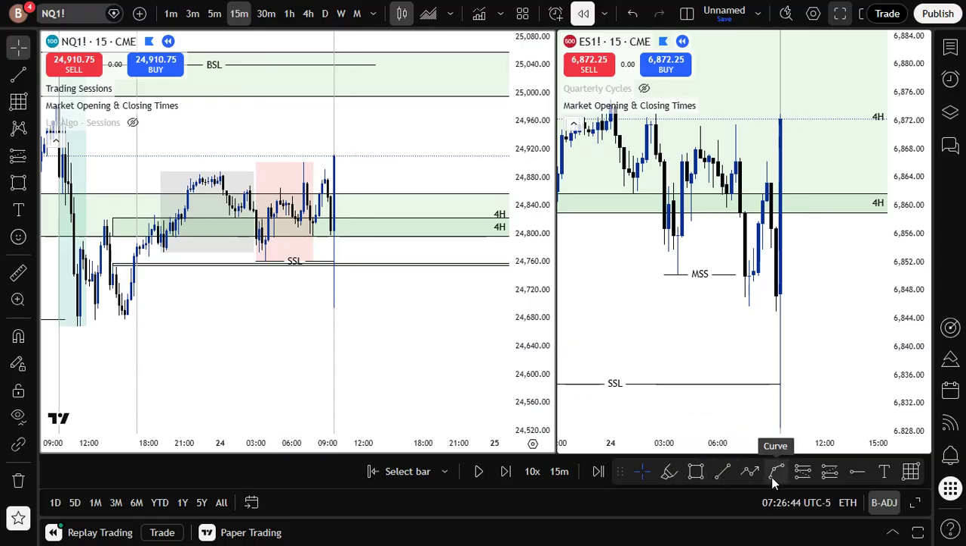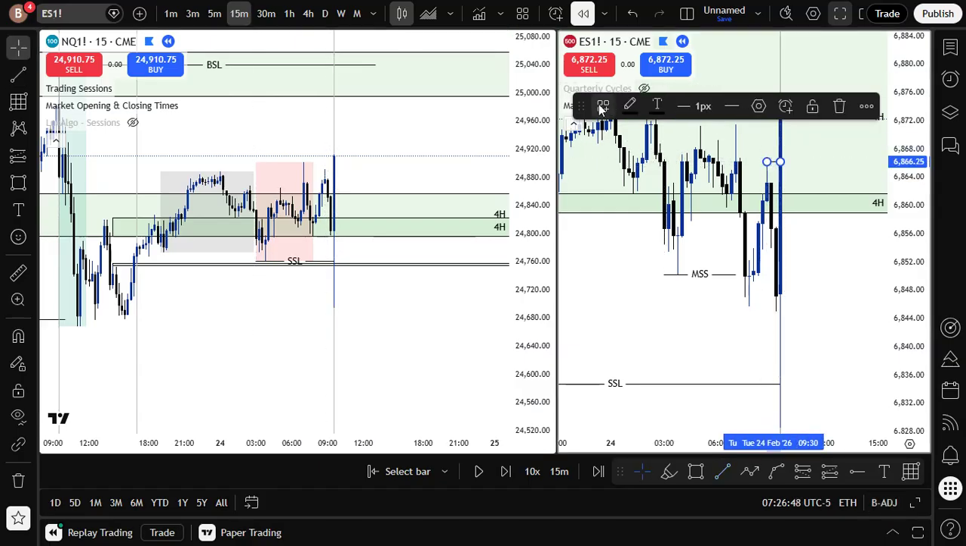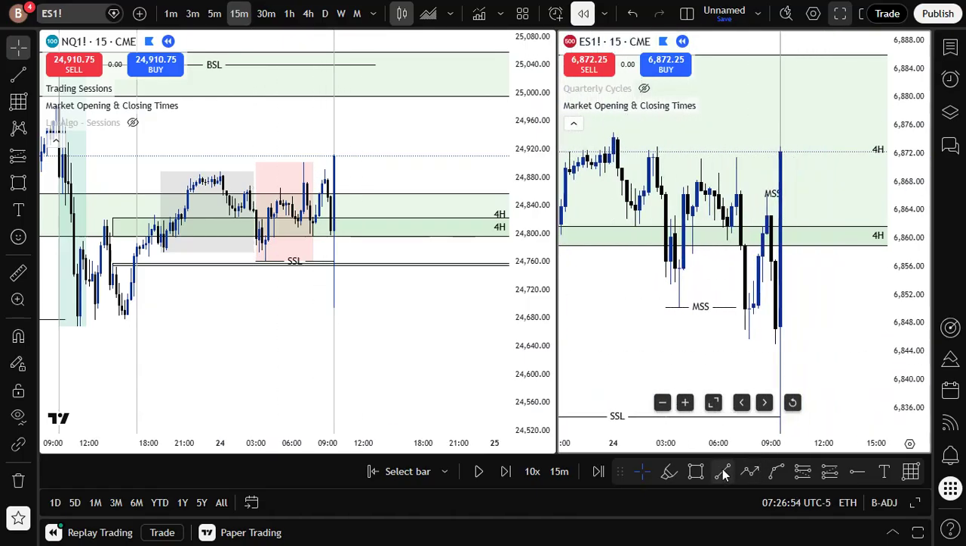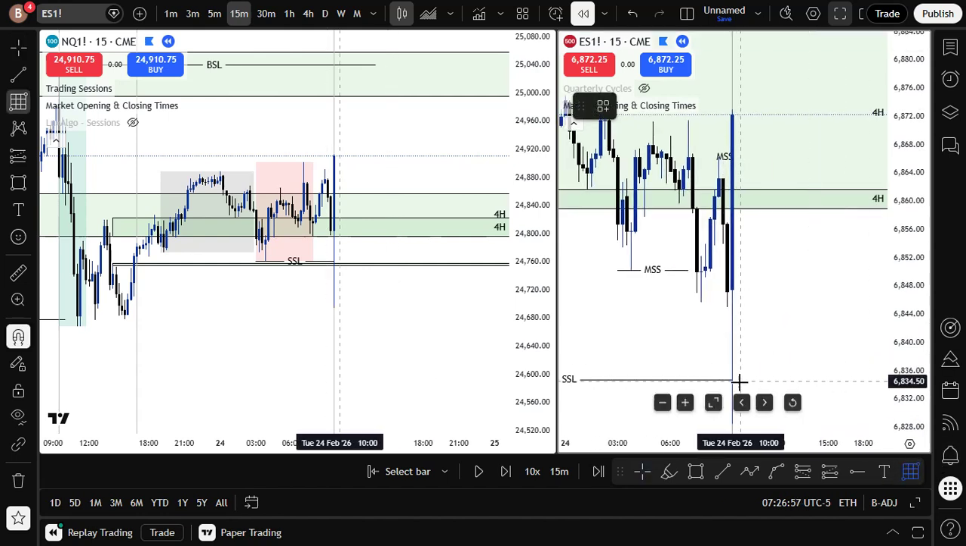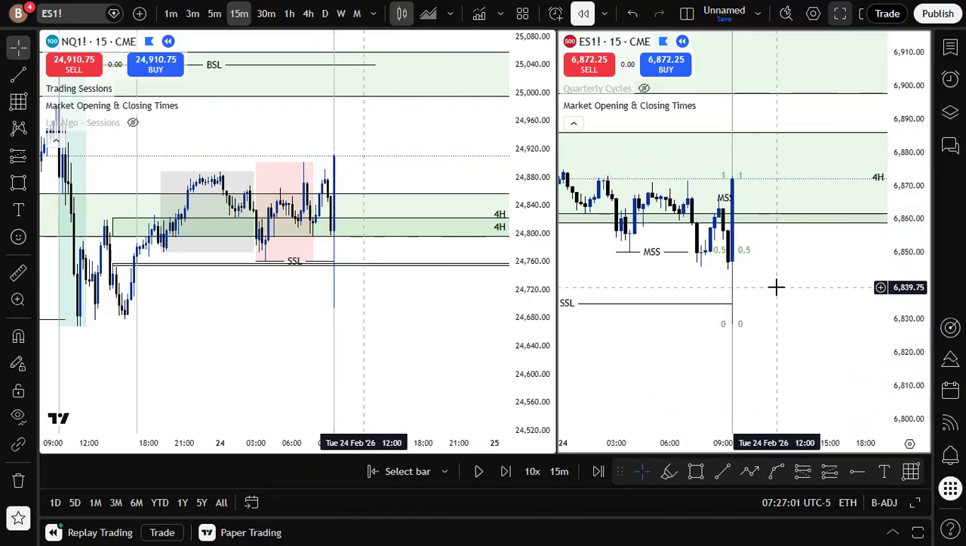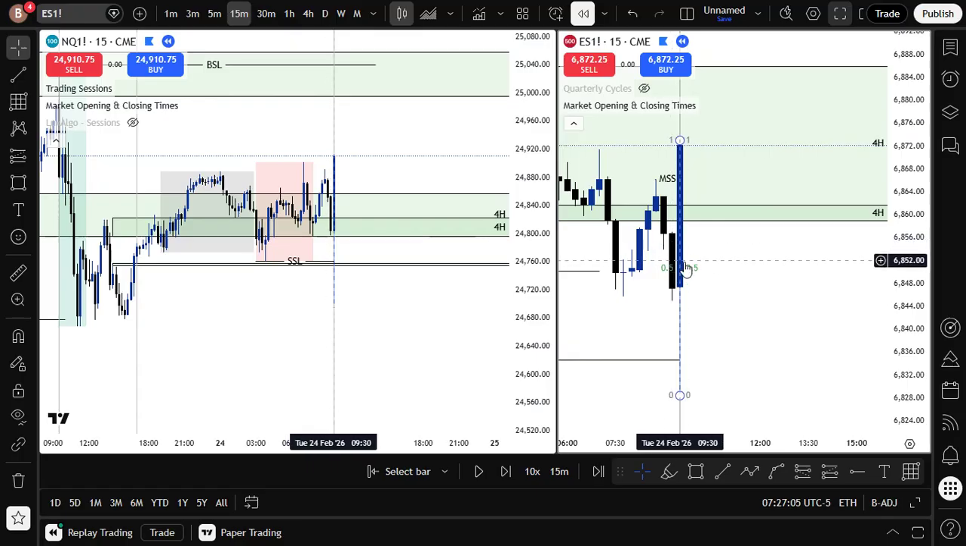What I see is that potentially this is a market structure shift. Potentially, I'm not saying that's 100% so, but it might be so. Do I think that the price might come back to the discount? The discount is too low.